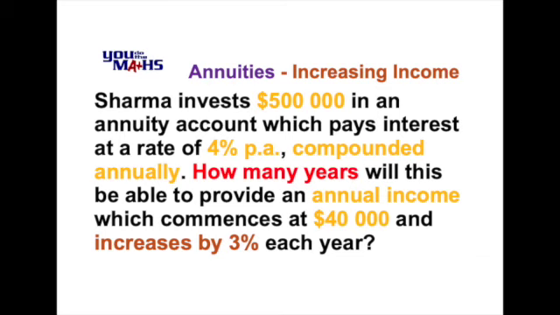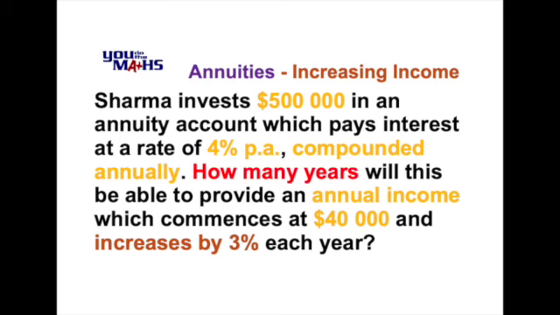And the key question is shown in red, and that is how many years will this account be able to provide for us if we're getting $40,000 per year. And you'll notice in the brown writing at the bottom, the other bit, which is that the amount is increasing by 3%. So let's use a sequence to solve this problem.